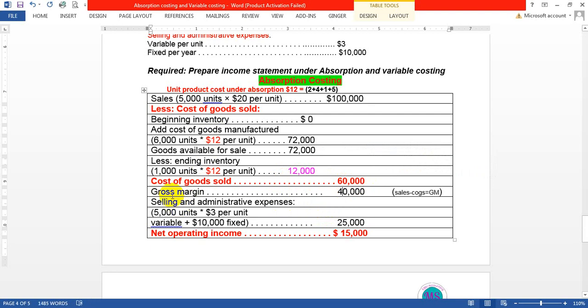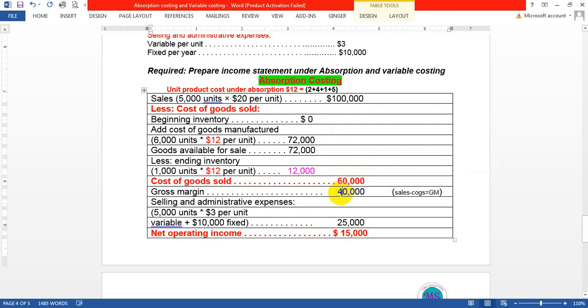Okay, how did I get gross margin? We know that sales minus cost of goods sold is equal to gross margin. This is just for your convenience. So how did I get this 40,000? I write here: sales minus cost of goods sold is equal to gross margin. My sales is 1 lakh and my cost of goods sold is 60,000. So my gross margin is 40,000, right?